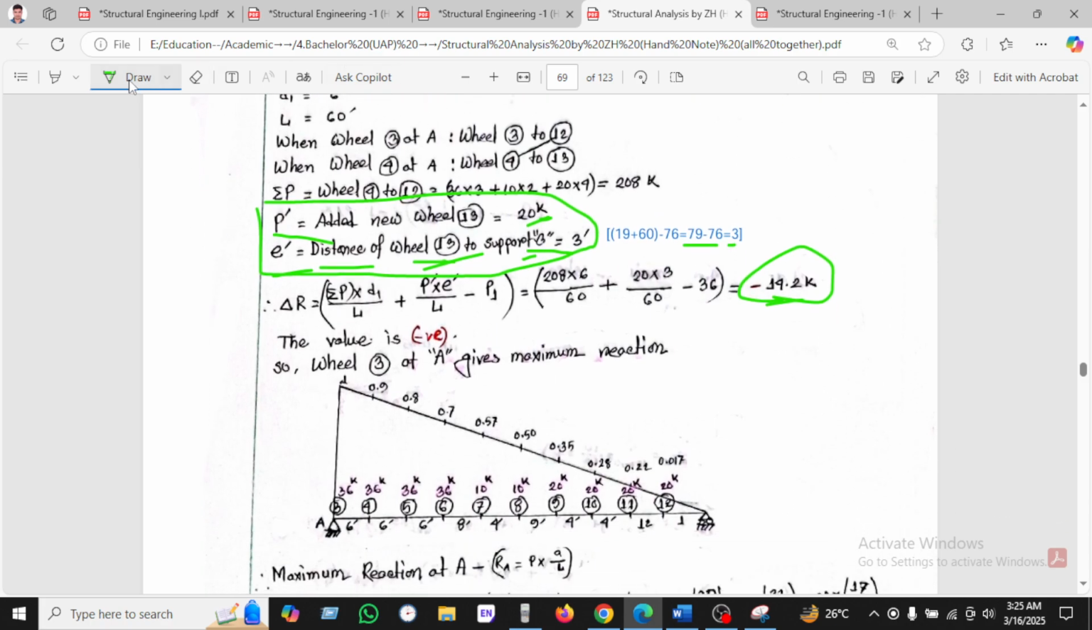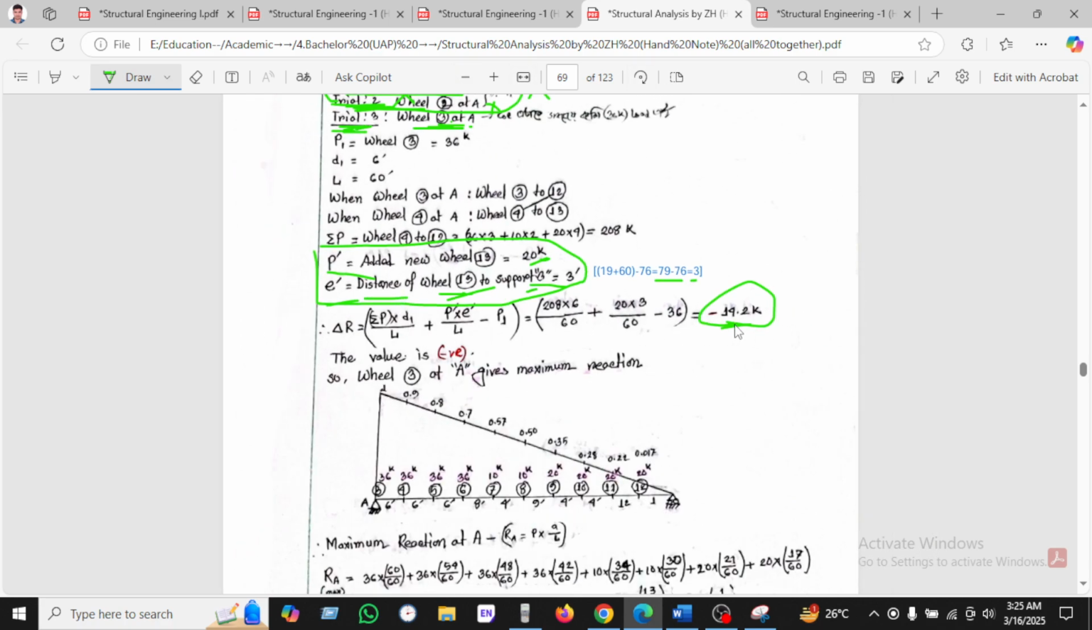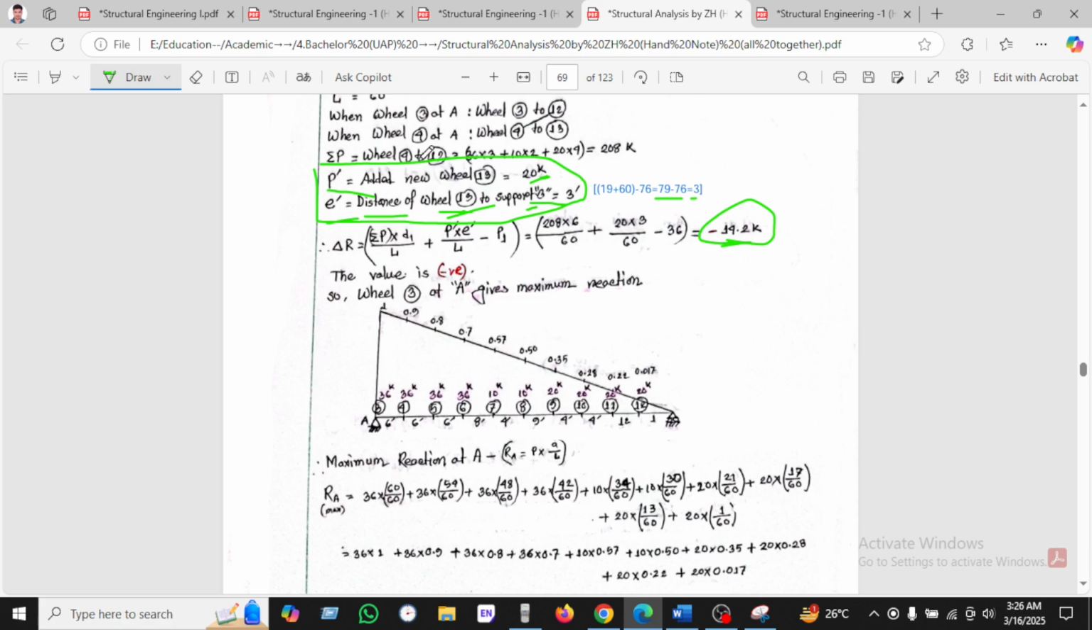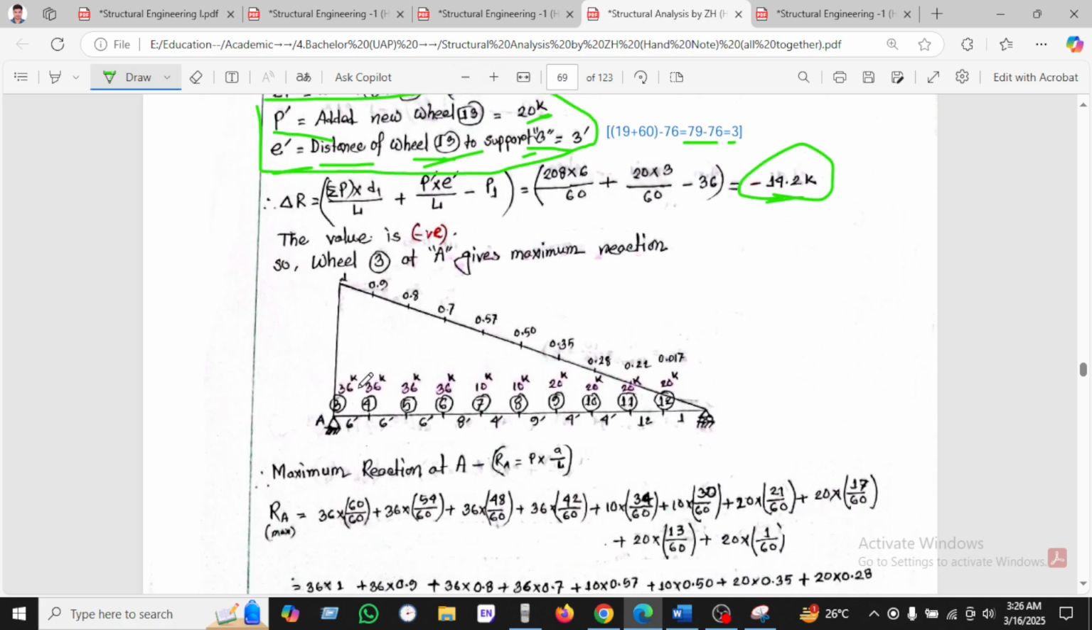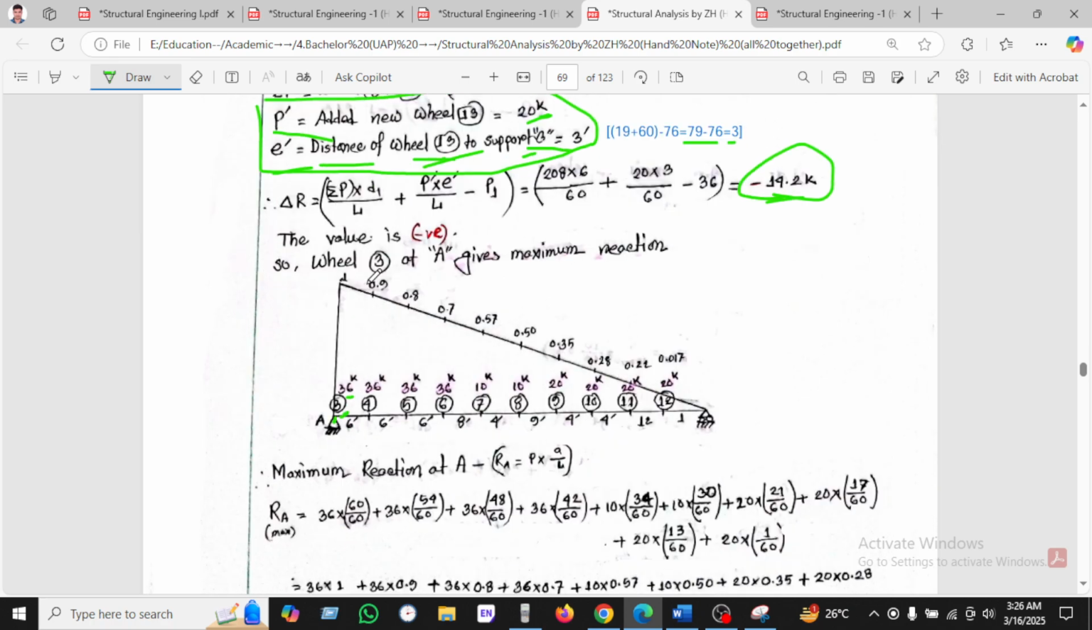Okay, after finding this, we can put all the values here, and we find a minus value of 14.2 kg. The value is negative, so the wheel at A gives the maximum reaction. Okay, so now we are placing here 13 to 36 is wheel 3, as we have taken the trial. Wheel 3 is at A. So wheel 3 will be at 1. I will get the point 9. So we'll calculate all three. So which is 60. This is all from the left, 60. So we'll get 60 for 1.